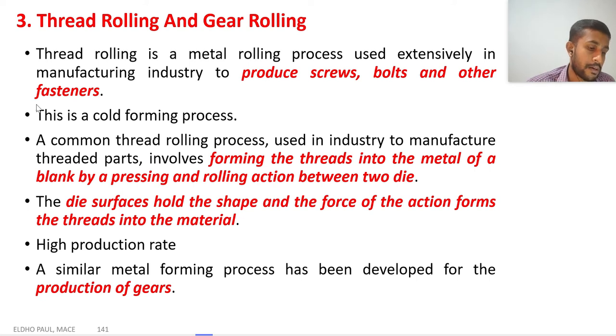A common thread rolling process used in industries to manufacture threaded parts involves forming the threads in the metal of a blank by pressing and a rolling action between two dies. So here we use two dies. The two dies may be reciprocating or rotating. And when we keep a workpiece in between these reciprocating or rotating dies, we get threads. We form the threads on the blanks by pressing.